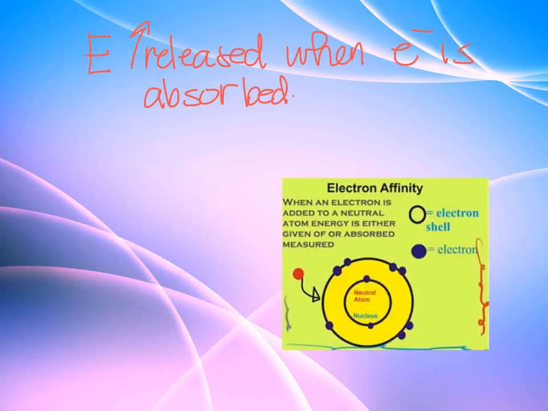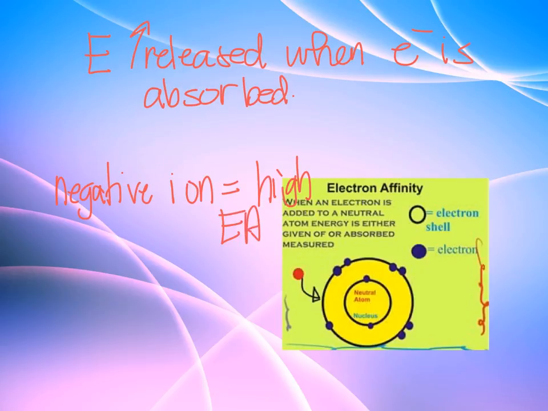When you have an element that really wants to have an electron added, meaning to become negative overall charge, it is going to be high. So if we have a negative charged ion, it will have a high electron affinity. So things like fluorine or chlorine are going to have a very high numeric value.